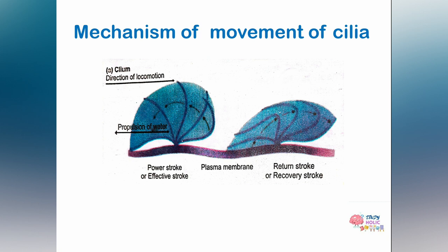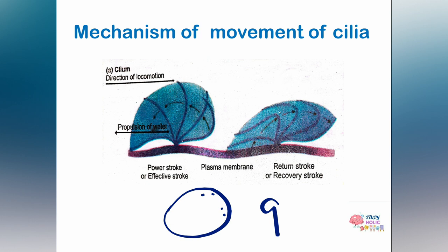The movement of cilia is brought about by the contraction of the fibrils. As we discussed earlier, the structure of the cilia and the flagella is the same. They are formed of microtubules. On the periphery, there were 9 doublets. I'm not going to draw over here. So due to the contraction of these 9 microtubules, the movement of the cilia takes place.